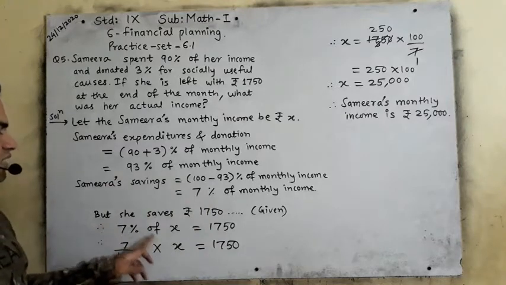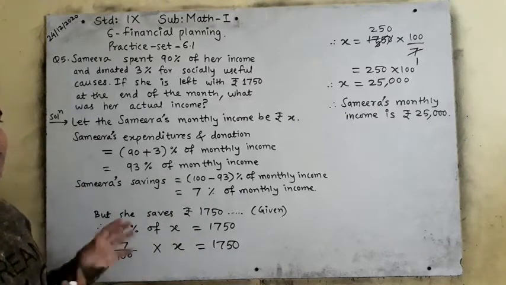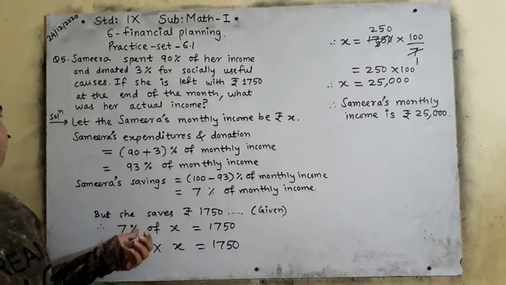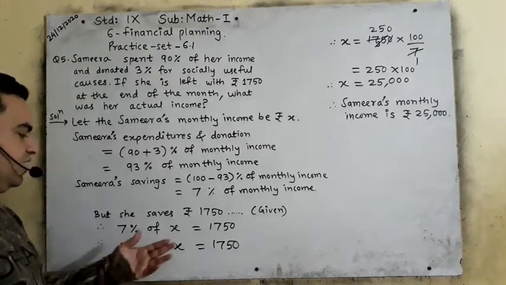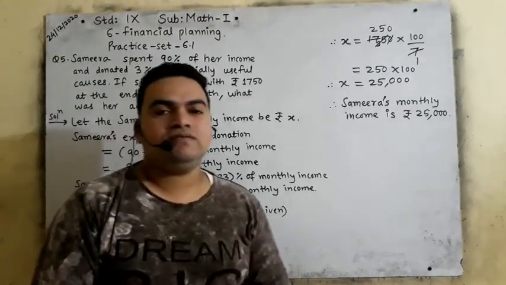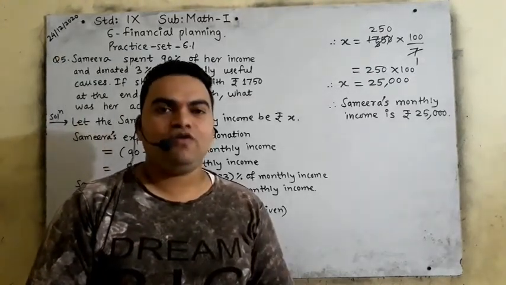So it is 7% of x, or in the first question 10% of x, or in the next question 38% of x. This is how you have to solve these three questions, question numbers 1, 3 and 5. I hope you understood here.